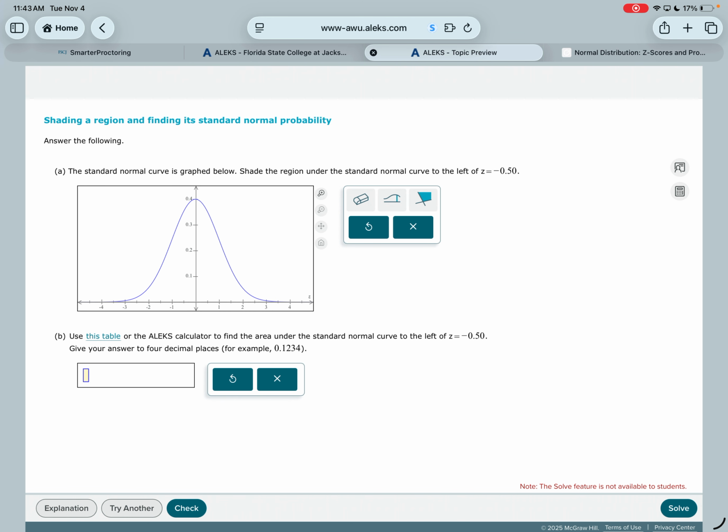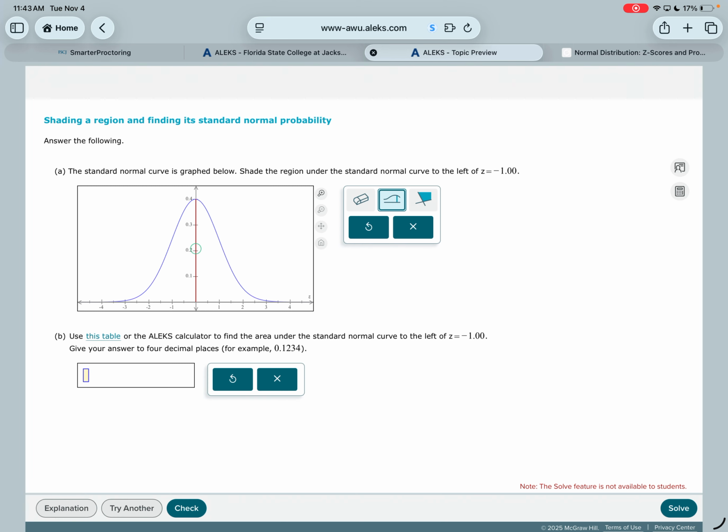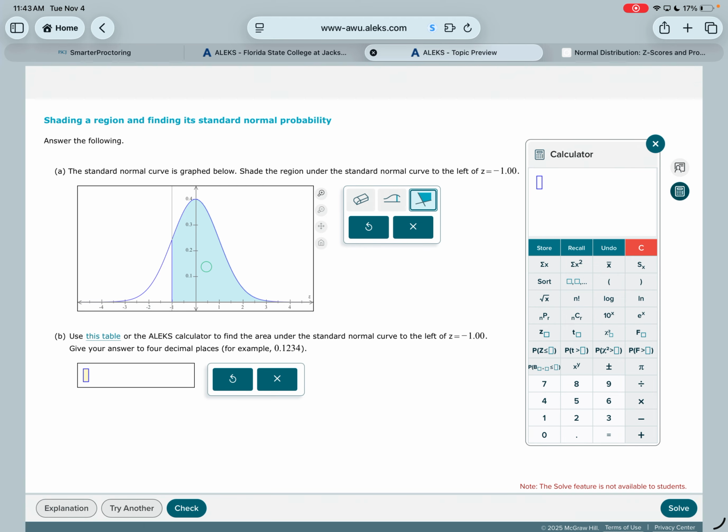Try another. Let's pretend we are doing to the right. Negative 1, and I want to find to the right. See how well you'll remember just from last week. If I put negative 1 into the calculator, that only gives me to the left, right? So if my left is 16%, how could I figure out what my right is? If I know it's 16% to the left right here, what has this got to be over here?